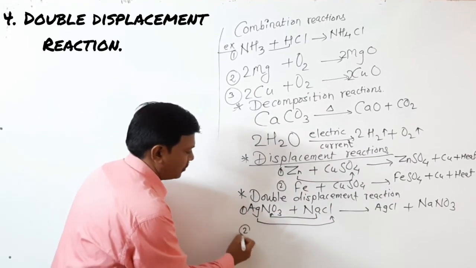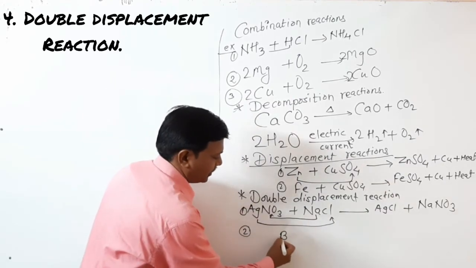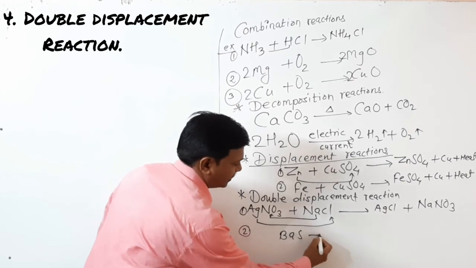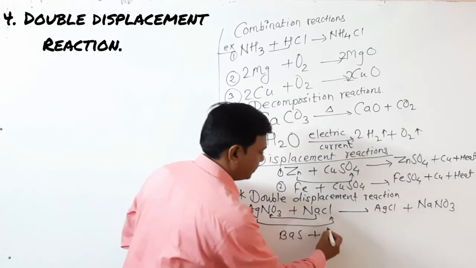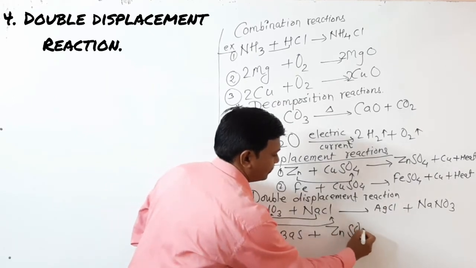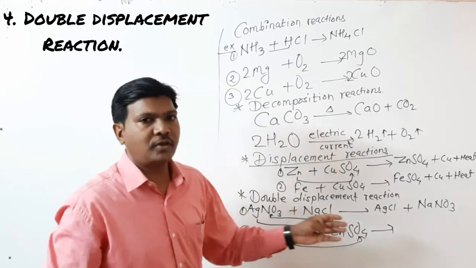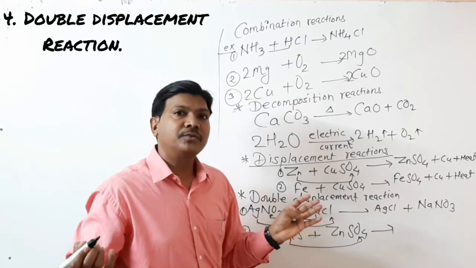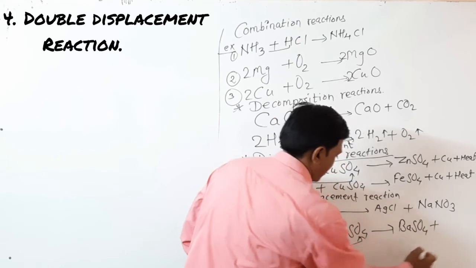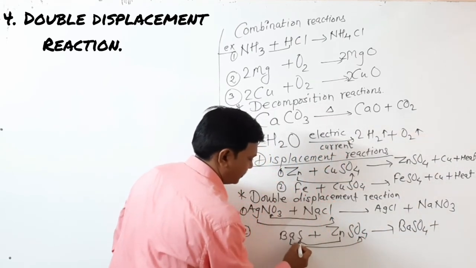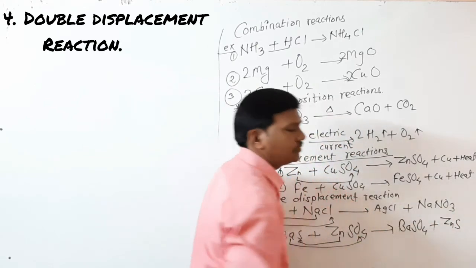Then see one more example, that is barium sulfide. Barium sulfide, BaS, combined with zinc sulfate, ZnSO4. At that time this barium reacts with this sulfate, so barium sulfate is formed, means BaSO4, and this zinc combines with the sulfur in sulfide. So zinc sulfide is formed.